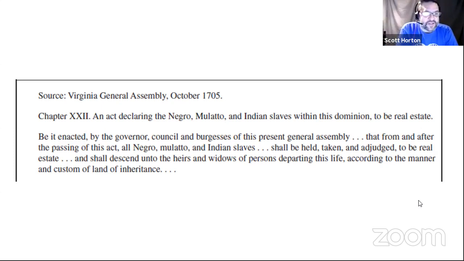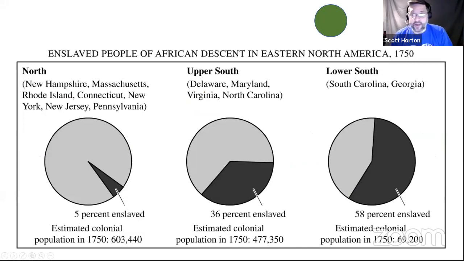From the last slide. So this slide obviously is a law. That's what the chapter number here is, an act declaring slaves within this dominion to be real estate. So the document really proclaims that slaves are property. And so you might connect this with the idea of chattel slavery, that slaves are not viewed as human beings, but are viewed as property that can be handed down from generation to generation, which you see in the document here.